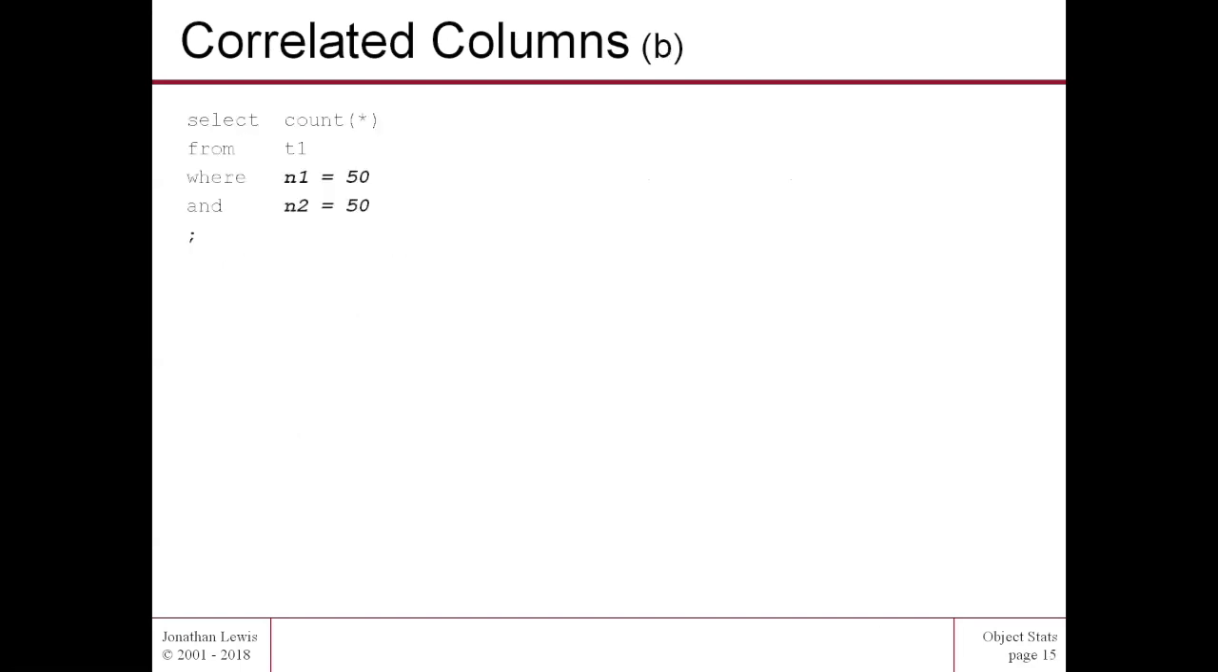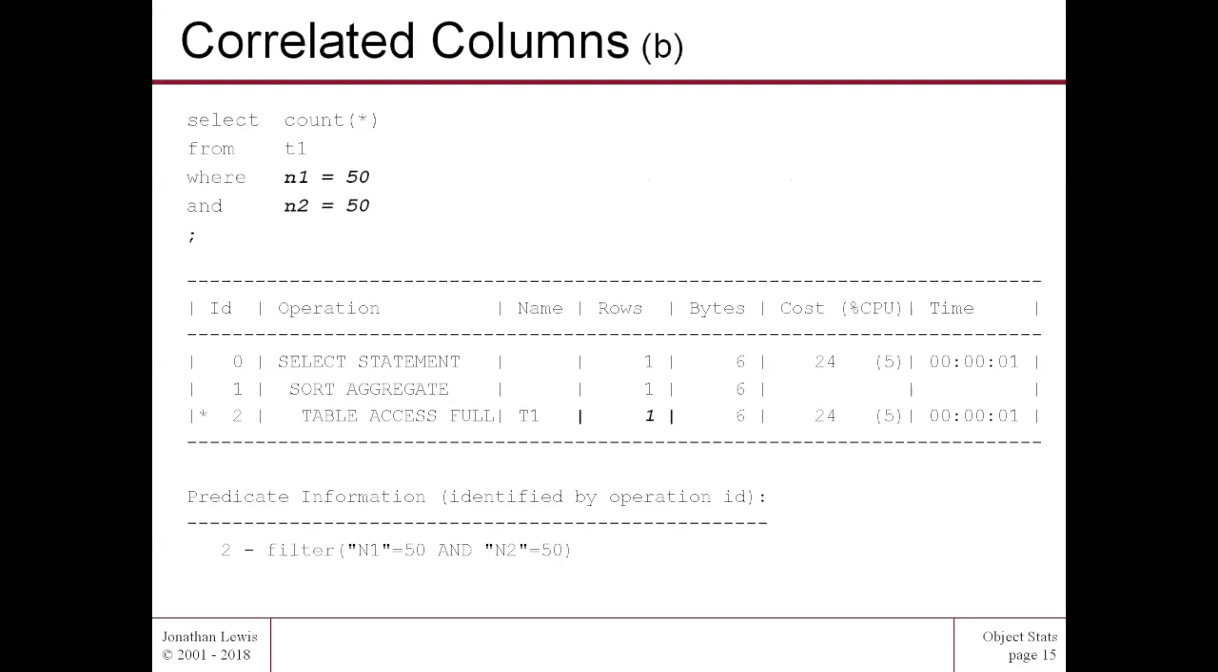Select where N1 is 50 and N2 is 50. Now we know that there are 100 distinct combinations of N1 and N2. This should give us 100 rows. The optimizer's estimate is 1 row, because it's basically said there's 100 possibilities for N1, there's 100 possibilities for N2. That means there's 10,000 possibilities in all for 10,000 rows. So on average, the answer is 1 row. So that's the basic impact, somewhat extreme example, obviously, but the basic impact of correlated columns.